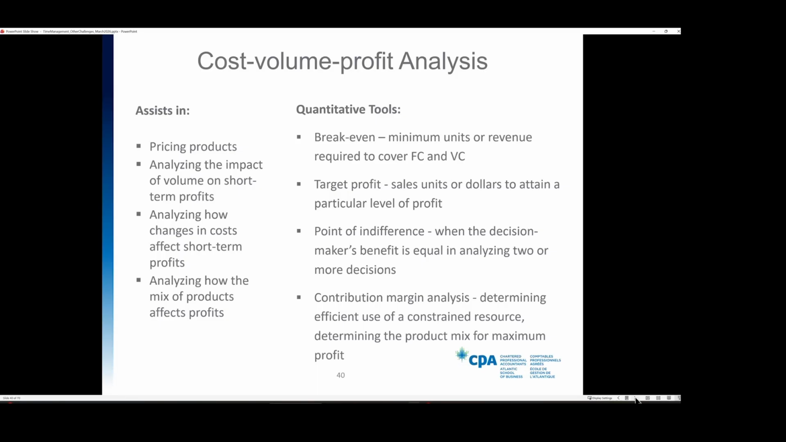And when I look at the competency map and that Excel spreadsheet and I'm sorting it, and again, I shared that in the stress management webinar, these are, if I'm not mistaken, all proficiency level A, so they're very testable. I need to know them well. Break even: what's the minimum units or revenue that you need to cover fixed costs and variable costs? Target profit: what's the sales units or dollars that you need to attain a particular level of profit? Point of indifference: that's where the decision maker's benefit is equal for two or more decisions.